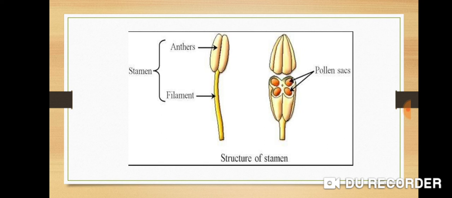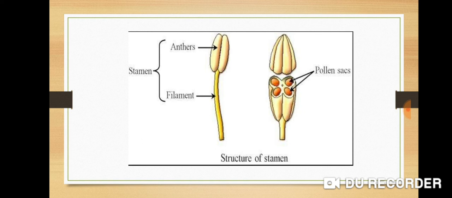Each stamen consists of basically three parts: filament, anther, and connective. The majority of anthers consist of two lobes, which means bilobed. Such types of anthers are called dithecous. The two lobes are connected by a connective. When the anther consists of a single lobe, it is called monothecous. The classical example is Malvaceae.